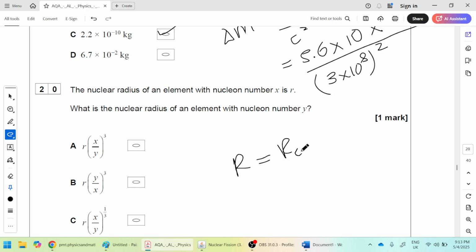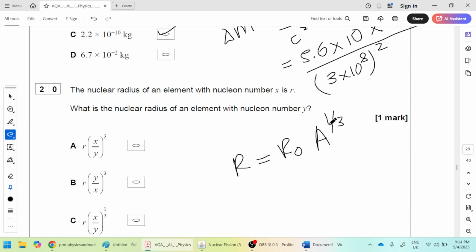R equals R naught, A to the power 1/3. Cool. Nuclear radius, nucleon number, A, Z. Okay, so not the number of protons, but the number of nucleons.